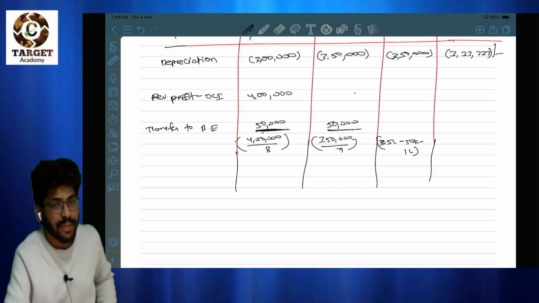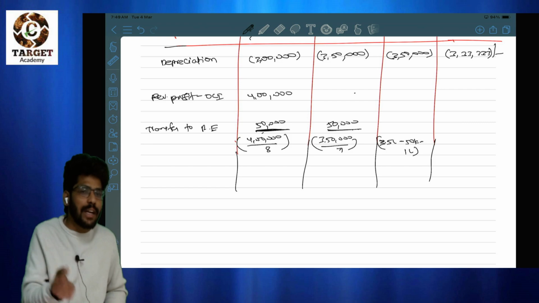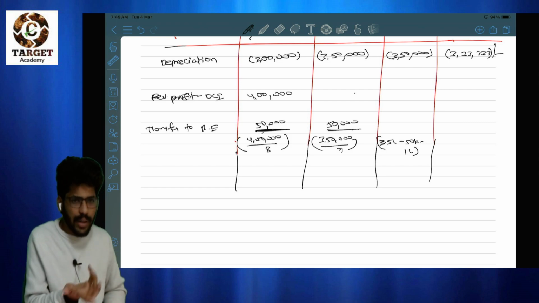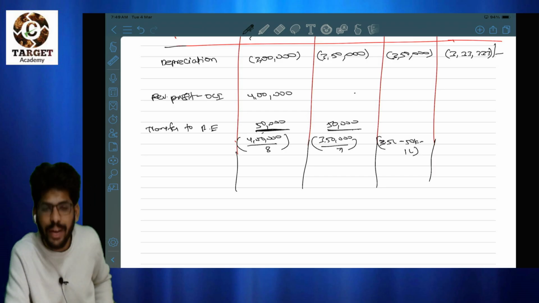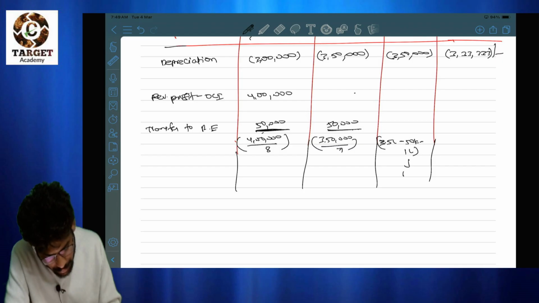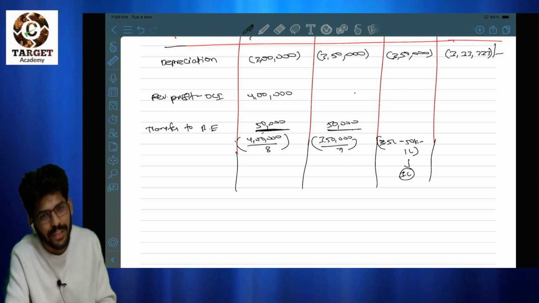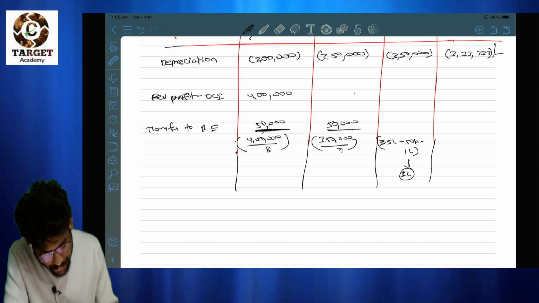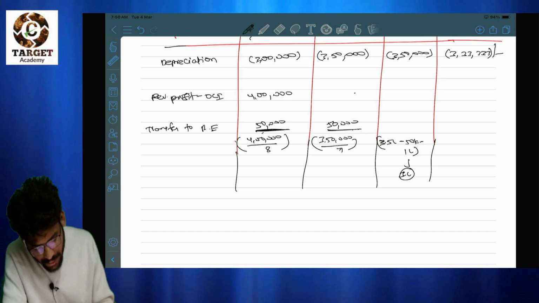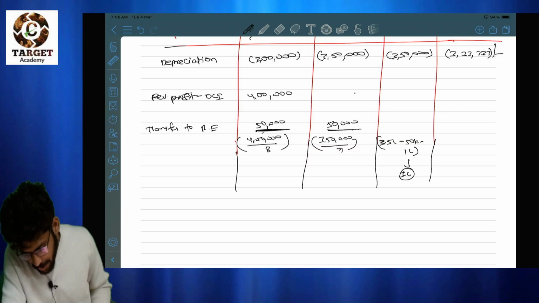50,000 means in the second year also 50,000 is transferred to retained earnings, right? That 50,000 should also be deducted. So 3.5 lakhs minus 50,000 is 3 lakhs, minus 1 lakh. What is this 1 lakh? Impairment loss. That is a special point. So the balance is 3.5 minus 0.5 is 3, 3 minus 1 is 2 lakhs. 2 lakhs divided by how many years? 6 years. 2 lakhs divided by 6, how much?